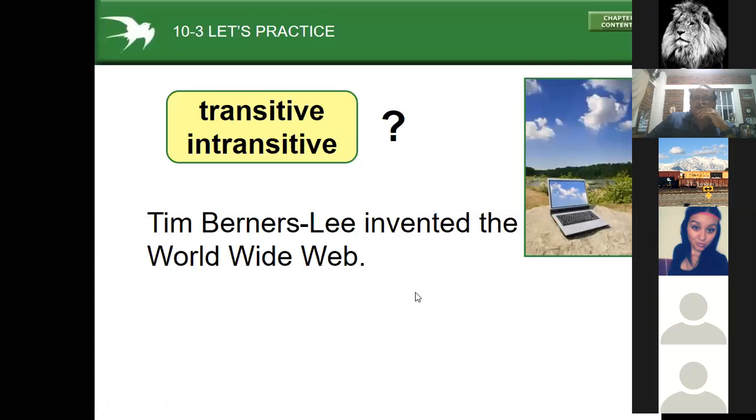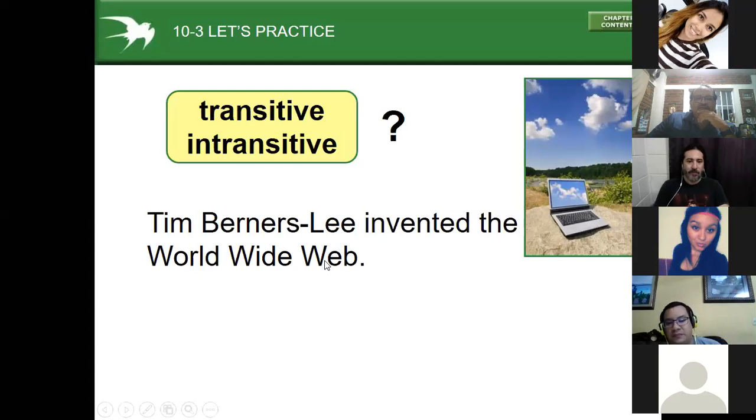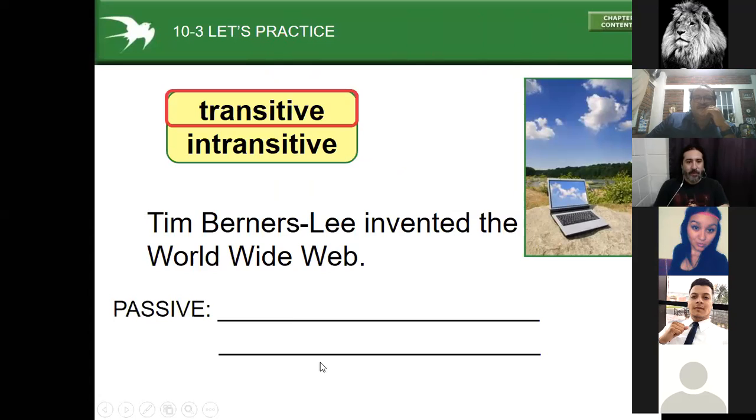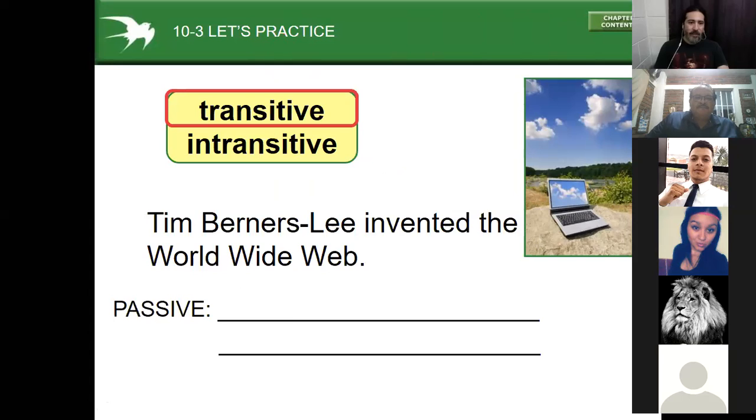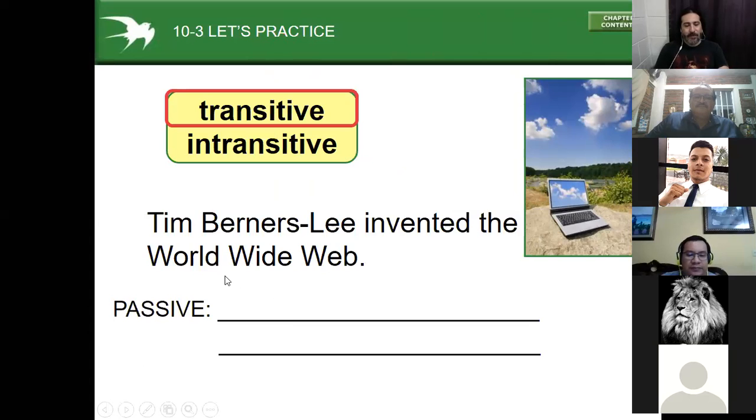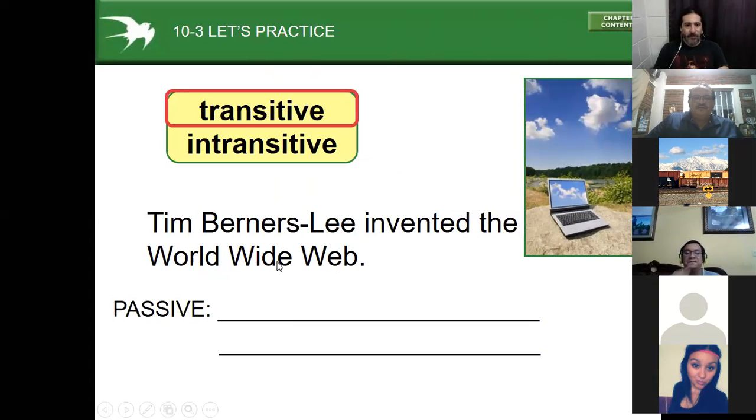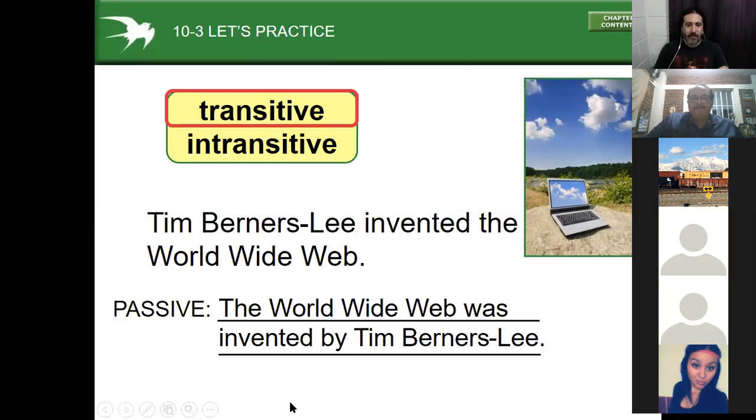Transitive or intransitive? Transitive. Tim Berners-Lee invented the World Wide Web, www. Transitive. Okay. In the passive form? The www was invented by Tim Berners-Lee. Okay, excellent.